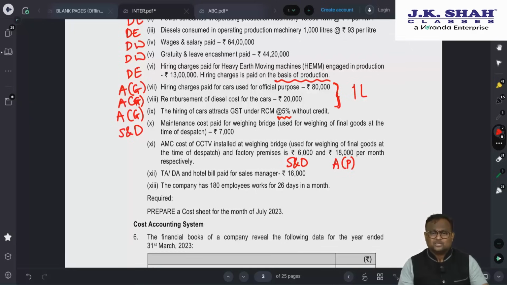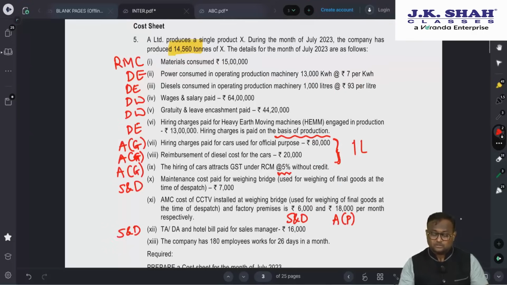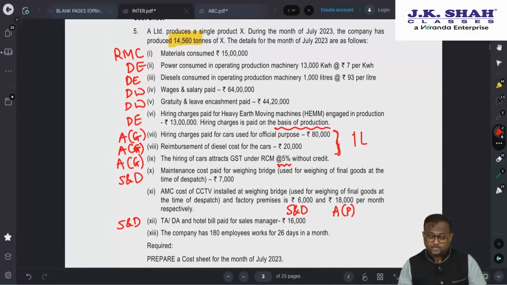Annual maintenance cost it is not of machine, it is of CCTV installed. So, it is admin, but related to production because it is set in factory premises. Hotel bills of sales manager, selling and distribution overheads. Prepare a cost sheet for the month of July 2023. There is nothing to be discussed in this. You already have the solution. The classification was the only important part here.